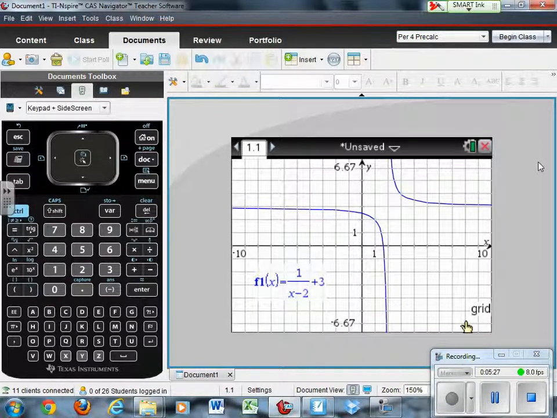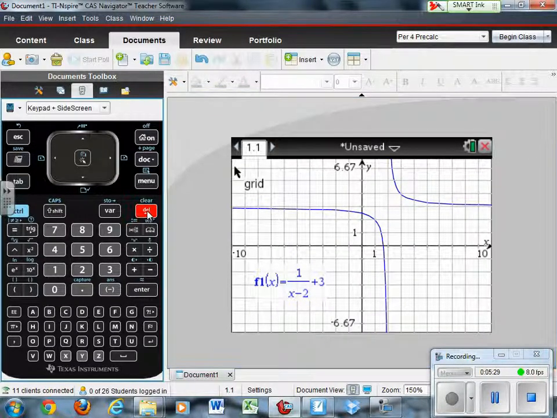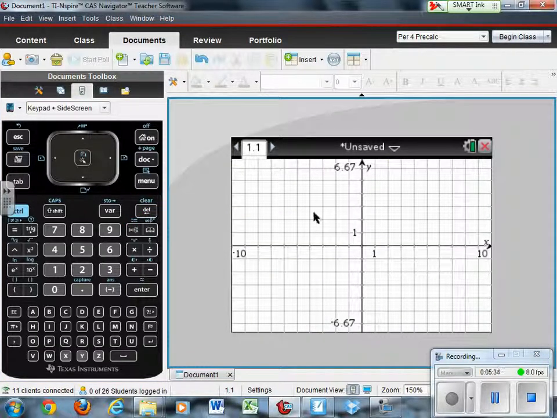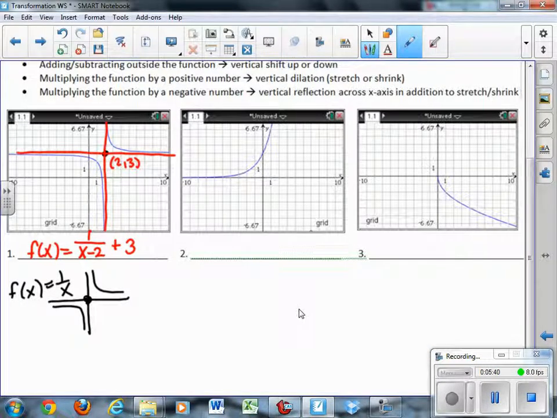Now, another tip I want to show you is if you push delete several times, it'll say, are you sure you want to delete everything? And then you can push yes, and then you can clear your space for the next graph. So you just push delete several times to do that. Okay, back to the other graph.